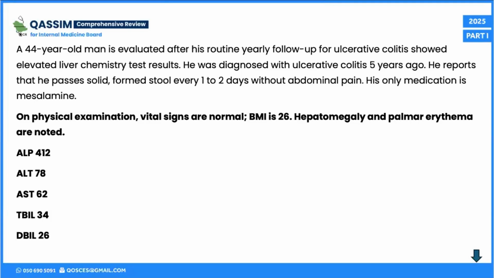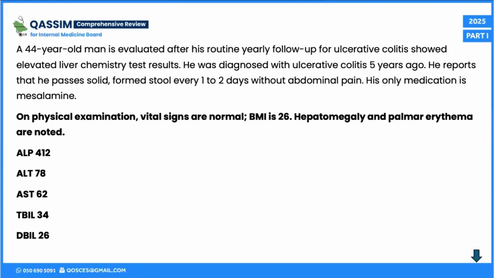Physical examination shows an overweight patient. He has hepatosplenomegaly and palmar erythema. Liver enzymes show alkaline phosphatase of 412, ALT of 78, AST of 62, total bilirubin of 34, mildly elevated, and direct bilirubin of 26. So it's mainly direct hyperbilirubinemia. Can someone calculate the R ratio and tell us what the R ratio is in this patient?